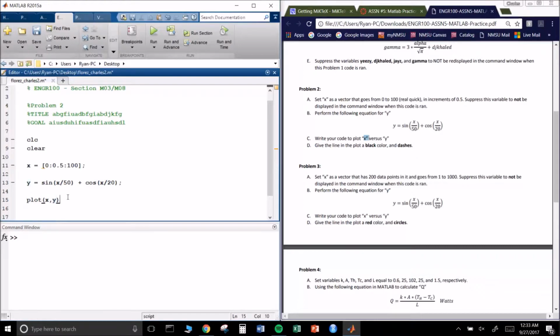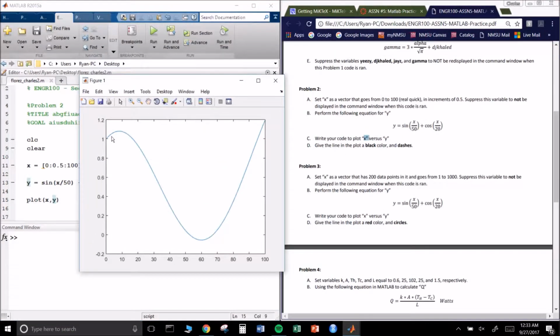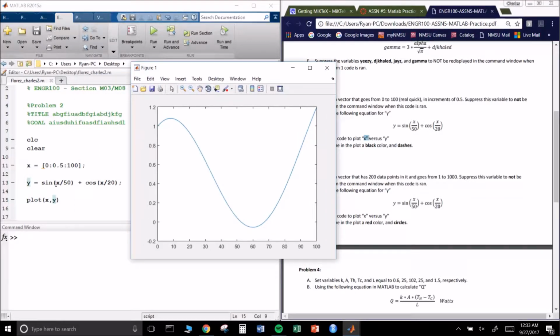So if I plot this way and I hit run, a plot will eventually come up. There it is. You see, by default, it gives you a blue line, and sure enough, we've plotted all these values of x versus y.